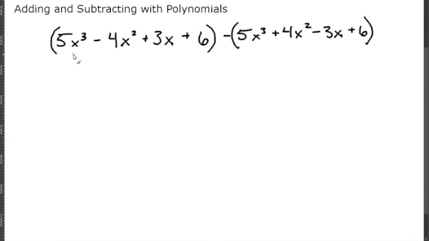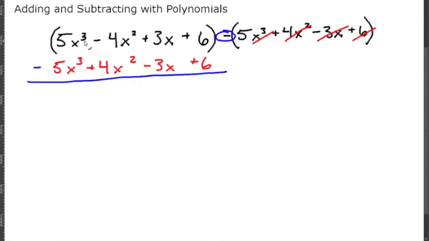Looking at our last example, we have 5x to the 3rd minus 4x squared plus 3x plus 6 minus 5x to the 3rd plus 4x squared minus 3x plus 6 again. So what we're going to do is move this term underneath of this one, lining everything up. So we're going to have 5x cubed plus 4x squared minus 3x plus 6. That's taking care of each of these terms. Now we're subtracting this first polynomial from the second polynomial.